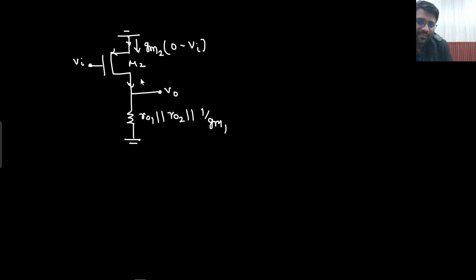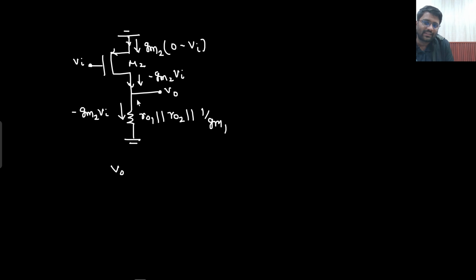So what has this current become? This current has become minus GM2 V. Now the same current is flowing through this resistance as well. How much current is flowing through this resistance? Minus GM2 V. So what is the value of V naught now?